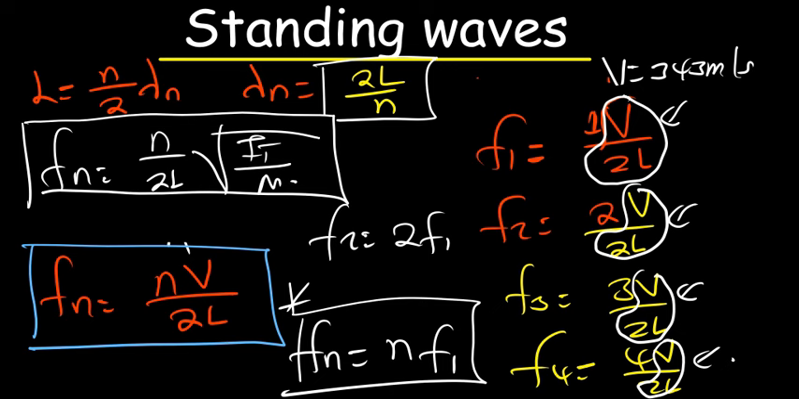Okay. So now, if N is equal to 1, then you discover that you just have this, V over 2L. So this is the basic idea behind standing waves. Now let's see how we can try to solve some different questions under fundamental frequency.